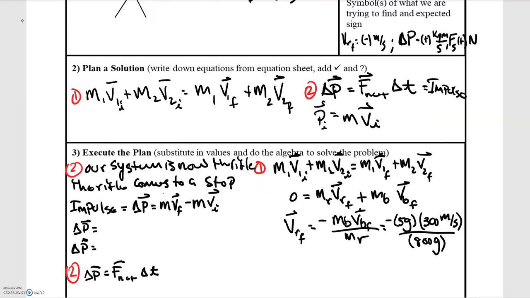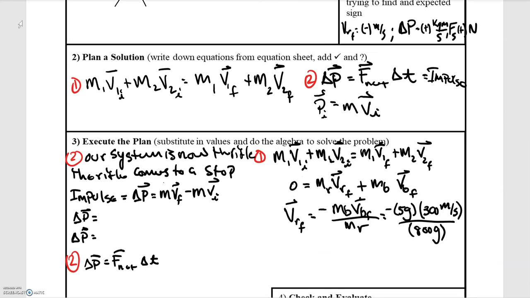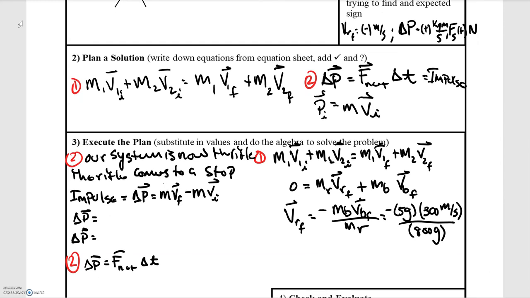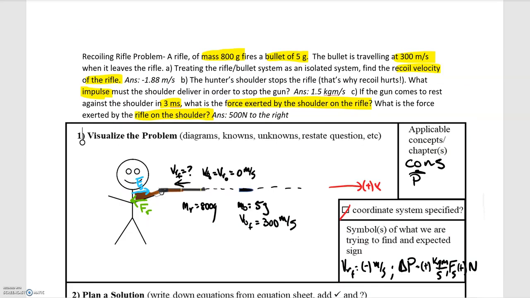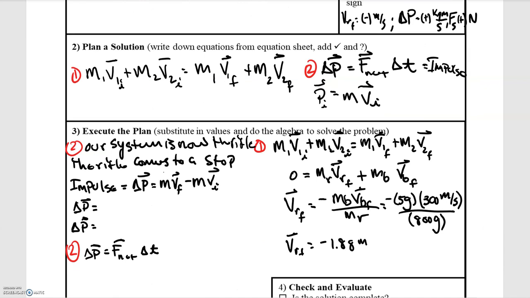So starting with part A, we're going to use equation 1, which is our momentum conservation equation. The initial velocity of the bullet and the initial velocity of the rifle are 0, so the left-hand side becomes 0. And then we're left with the mass of the rifle times the final velocity of the rifle plus the mass of the bullet times the final velocity of the bullet. Solving for the final velocity of the rifle and substituting in our quantities, we find that the final velocity of the rifle is equal to minus 1.88 meters per second.